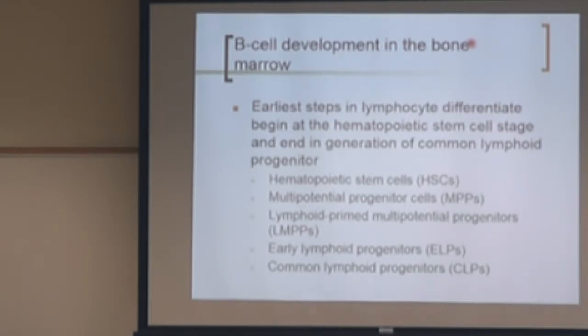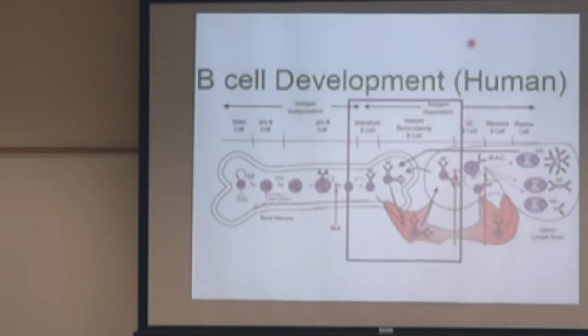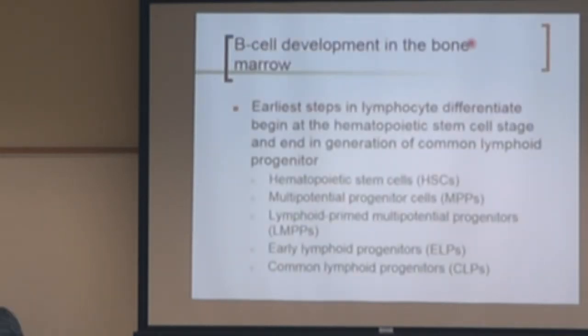Before you go: immature, naive, and mature. What's the difference between immature and naive? Naive is a term we talk about with T cells. When we're talking about B cells, we usually say immature, because it's a specific stage. The word naive is a similar term and means a similar thing.